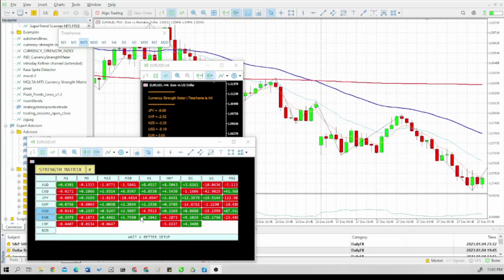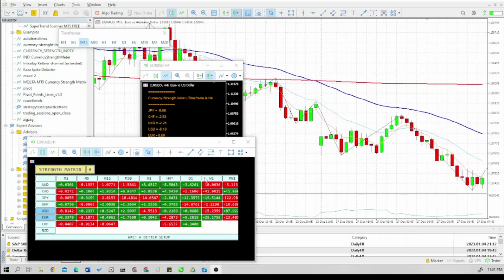On the H1, I can see the Euro is not that strong because it still looks green, but it doesn't look strong. But I can see on the H1, the USD is weak. So if I want to trade H1, I'll just pair AUD with the USD. And I just make my analysis, that's all.